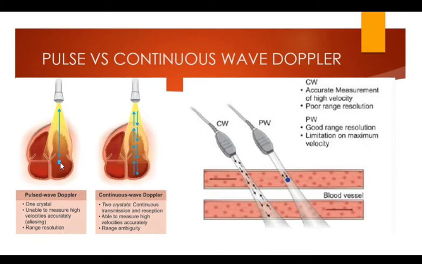Whereas with continuous wave Doppler, it's two parts of the probe, one transmitting and one receiving, but it's continuous, so we don't have aliasing because we don't have to worry about our PRF. Because of that, we're able to measure high velocities accurately, which is why it's used in echocardiography a lot, and we get a lot of range ambiguity. So again, continuous wave Doppler is an accurate measurement of high velocities, but it has poor range resolution, and pulse wave Doppler has good range resolution, but it's limited on the maximum velocity that it can read.